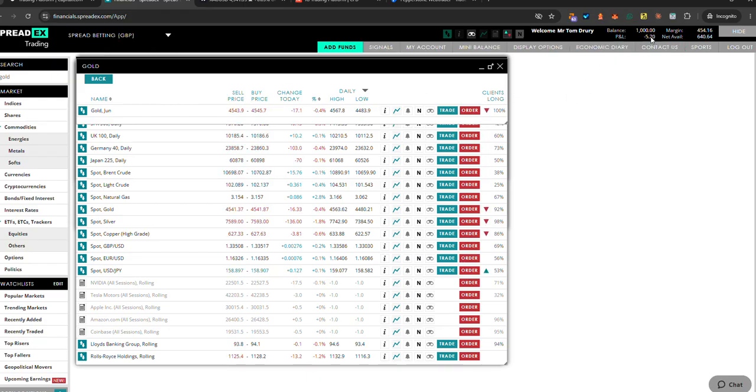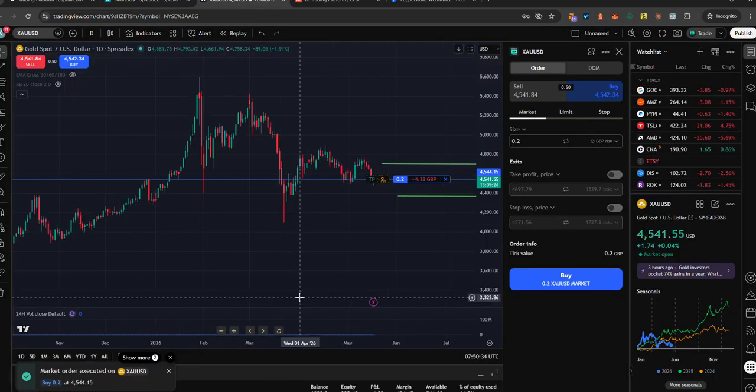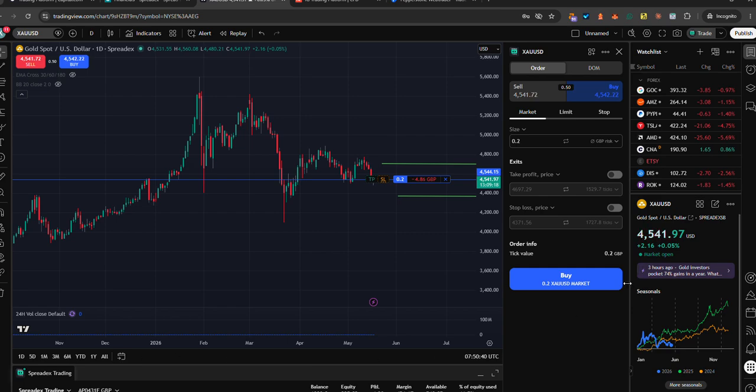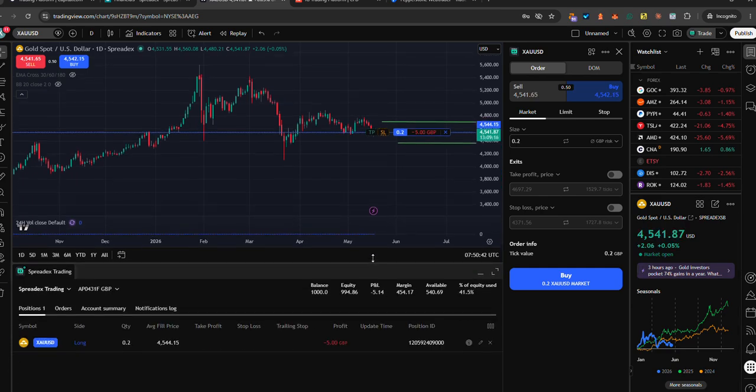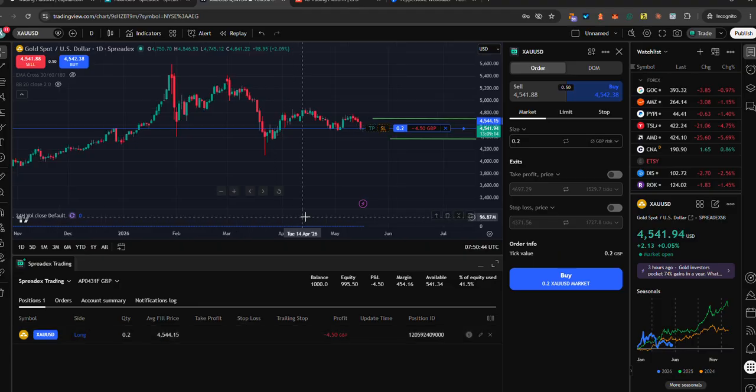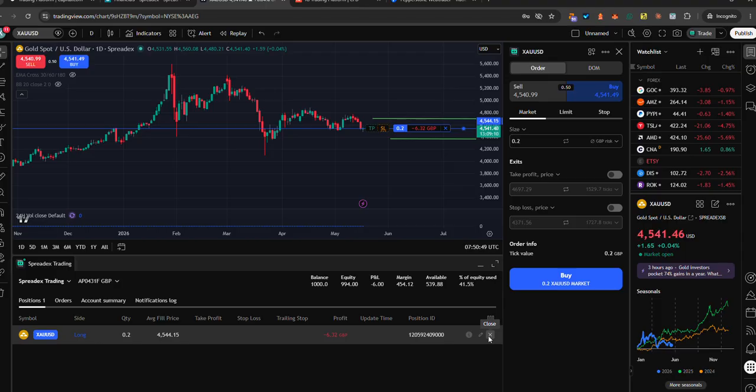So you can see here my P&L is showing here, slightly down at the moment, and you can also see it on your TradingView account as well. And it obviously shows it here as well. And to exit the trade, it's pretty easy here too.